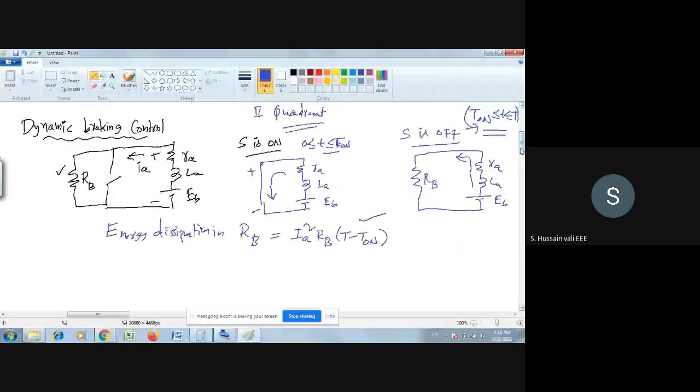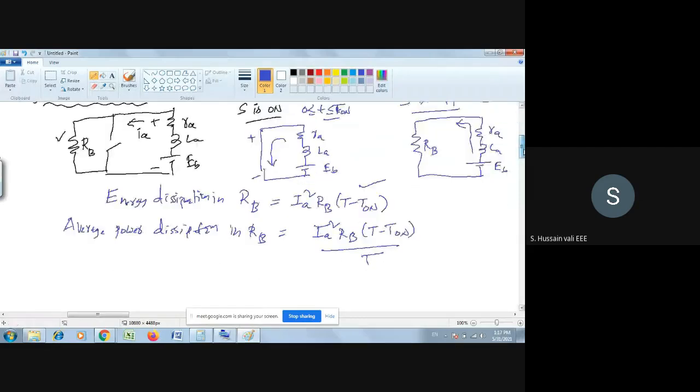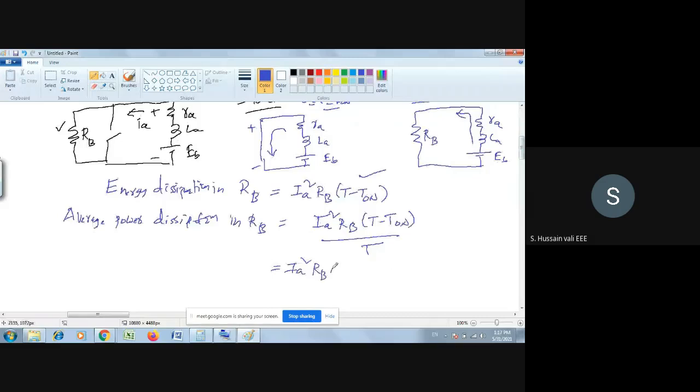From this, I would like to calculate the average power dissipation in RB. It is the energy divided by the total time period: IA square RB into T minus T on, divided by T. That is equal to IA square into RB into 1 minus T on by T, that is alpha. So this is the average power dissipation in RB.